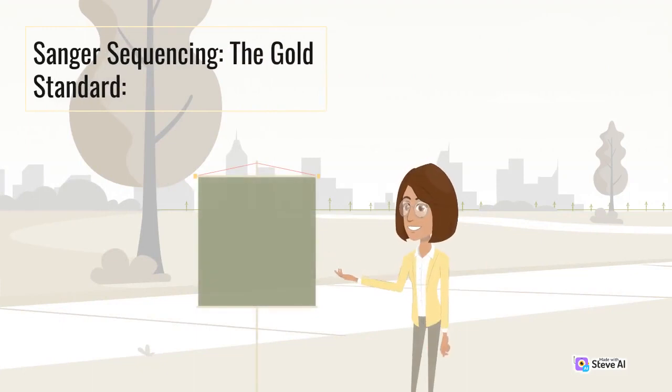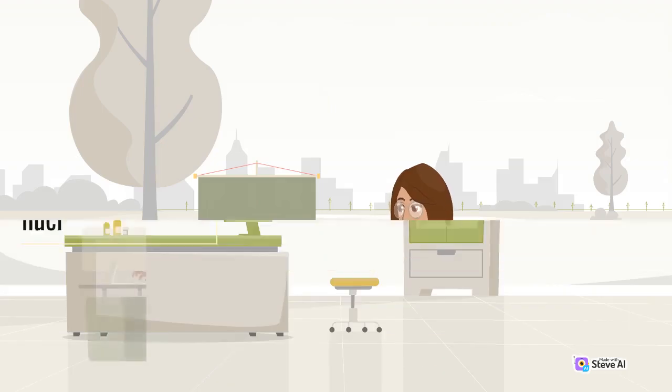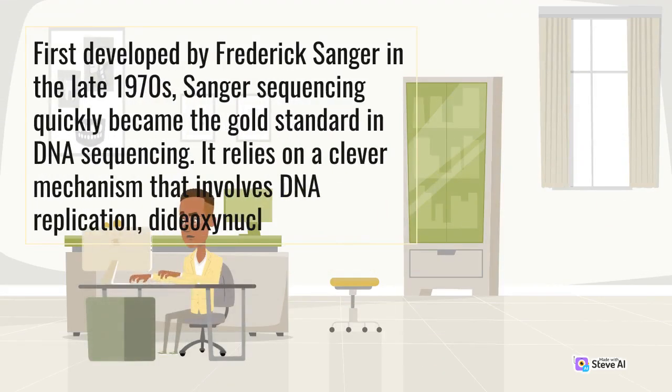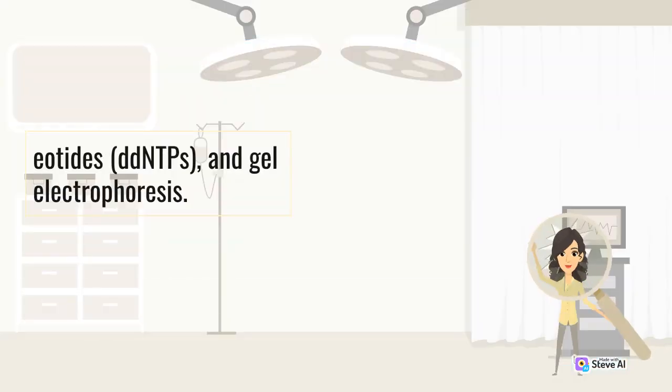Sanger sequencing, the gold standard. First developed by Frederick Sanger in the late 1970s, Sanger sequencing quickly became the gold standard in DNA sequencing. It relies on a clever mechanism that involves DNA replication, dideoxynucleotides, ddNTPs, and gel electrophoresis.